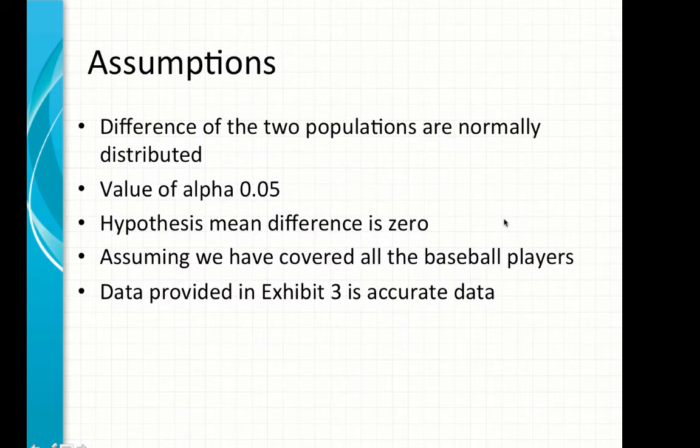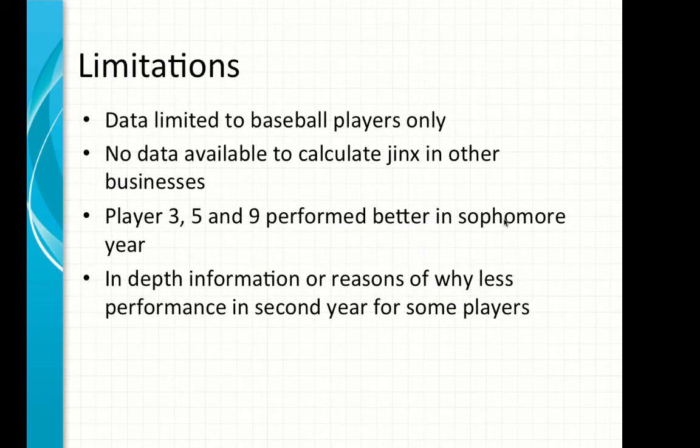So that's why this presentation has a few assumptions. The assumptions I have made are that the two populations are normally distributed to apply the t formula, and the value of alpha is 0.05. The hypothesized mean difference is 0, which is asked in Excel when you use the t-test, two-sample test for related measures. And we have assumed that all baseball players who played in the first year and in the second year have been covered, and that the data provided in Exhibit 3, which is case 3 for my statistics class, is accurate data.